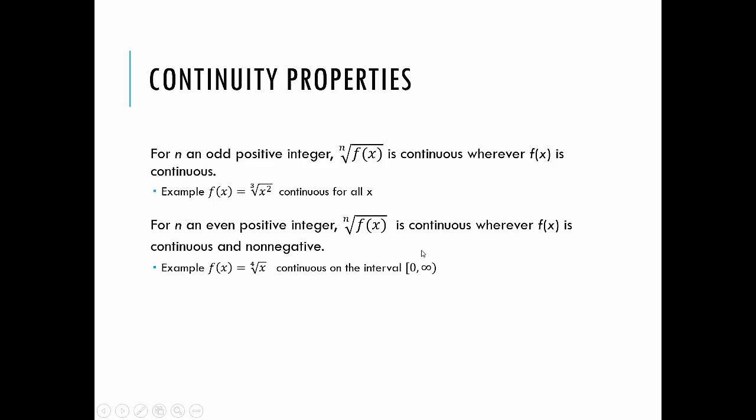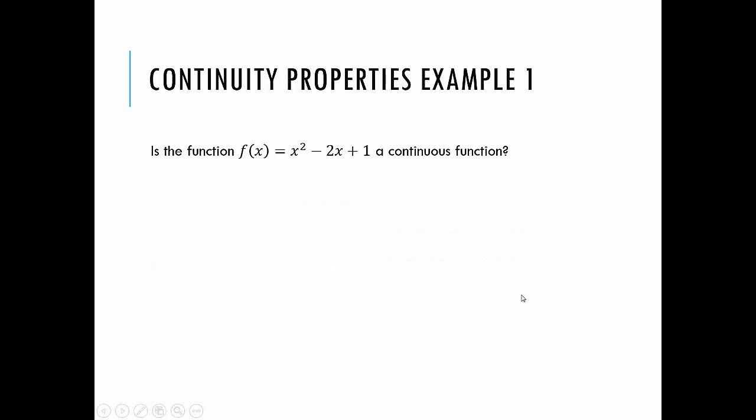But if we have an even root, remember, because you can't, let's say this was a square root, you can't take the square root of a negative number, so these values have to be positive, and that's why you're seeing that it's only continuous on this interval from 0 to infinity.